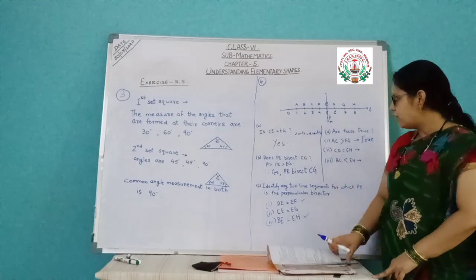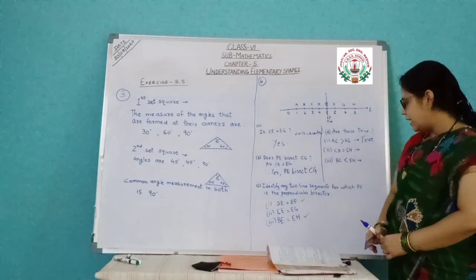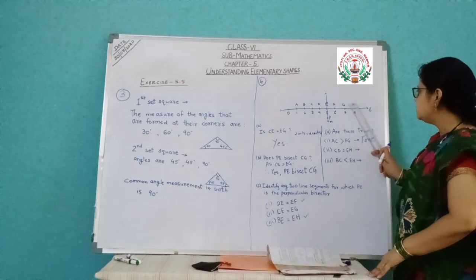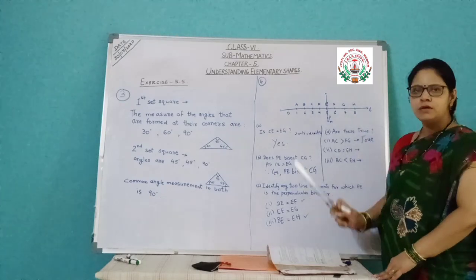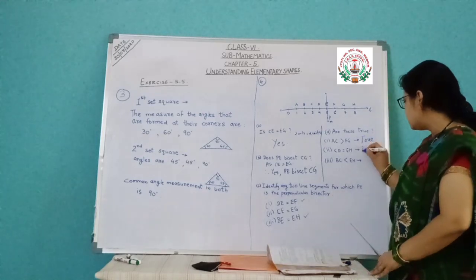Then CD, find out where is CD. C to D, it is 1 unit only. And where is GH? It is GH. It is also 1 unit. 1 unit is equal to 1 unit, so they are equal. So it is also true.